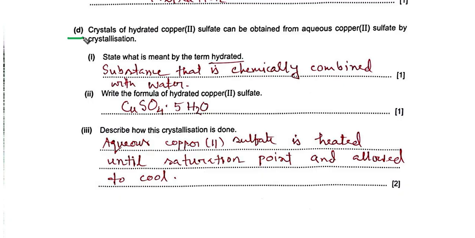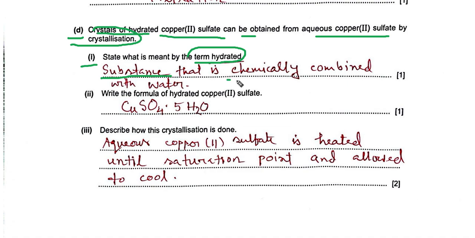Number D. Crystals of hydrated copper(II) sulfate can be obtained from aqueous copper(II) sulfate by crystallization. Number 1. State what is meant by the term hydrated. Hydrated means with water, so a substance that is chemically combined with water.